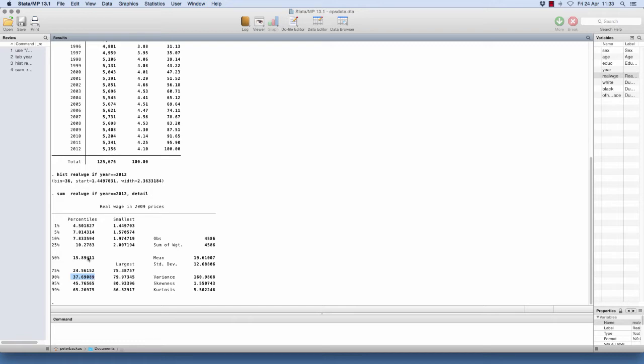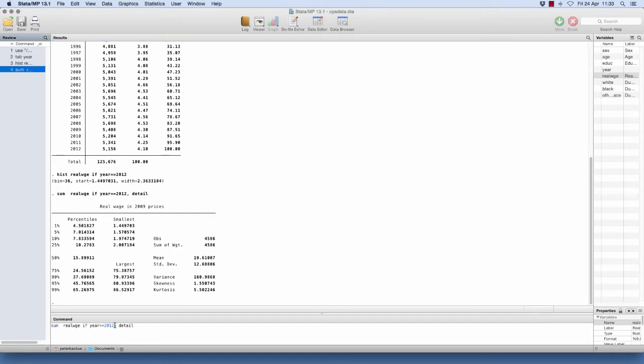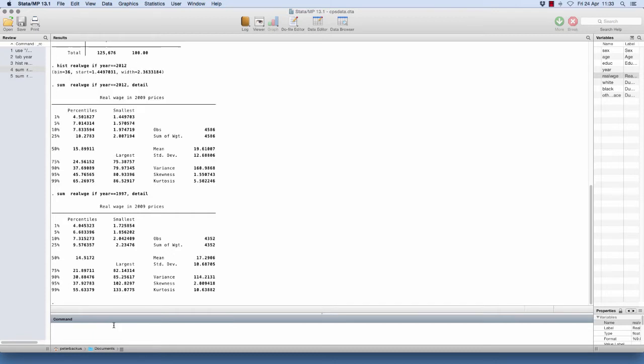We can construct the 90-50 ratio, which is just 37.69 divided by 15.89. That's the 90-50 ratio. The 90-10 would be 37.69 divided by 7.83, and so the 50-10 would be 15.89 divided by 7.83. Right? But that's just for 2012. And we can go here for, let's say, 1997, just the year we chose, and we can construct those same ratios.